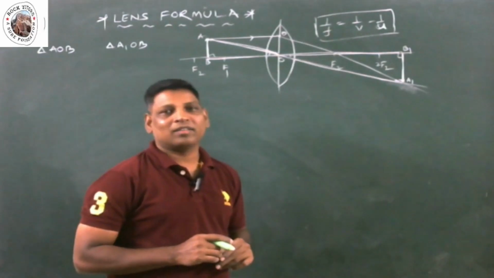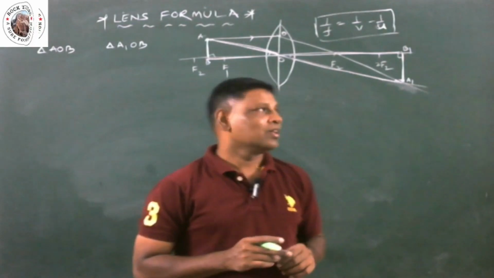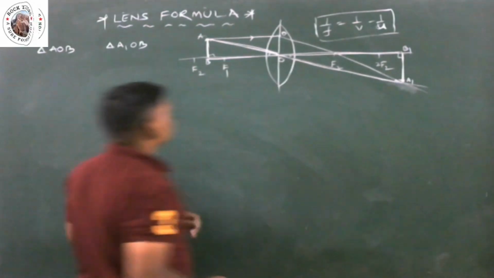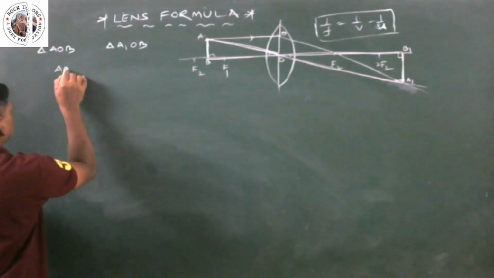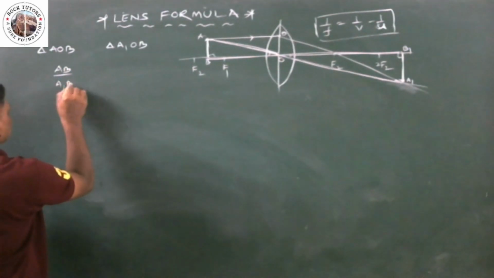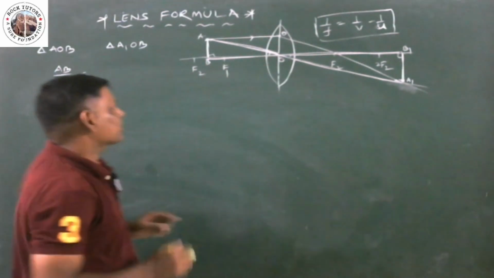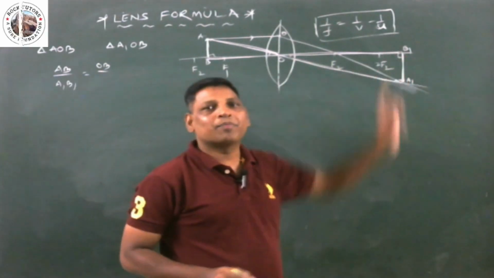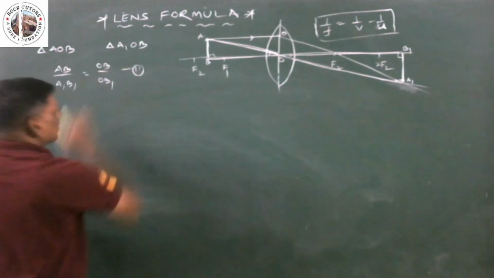When triangles are similar, we know that their corresponding sides are proportional. Now here, this side and this side: AB by A1B1 is equal to OB by OB1. Equation 1.